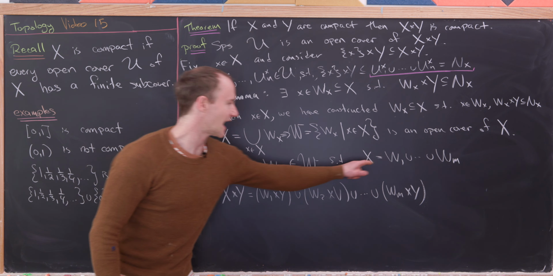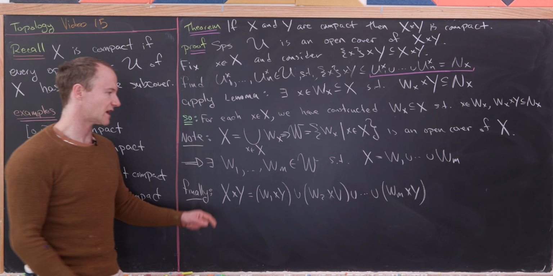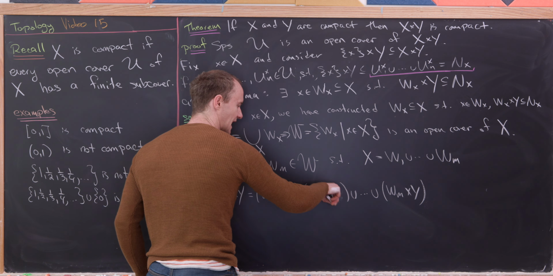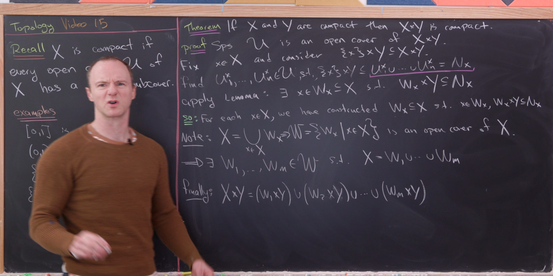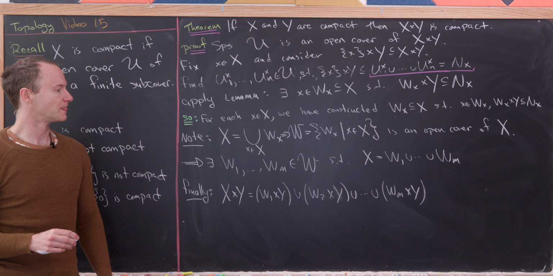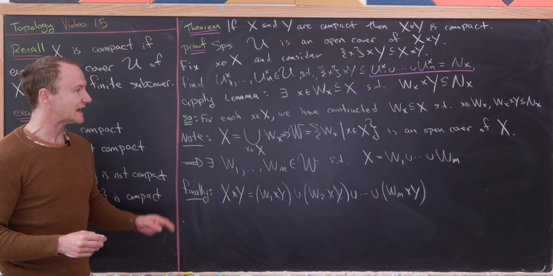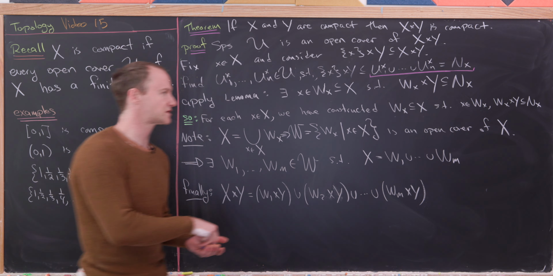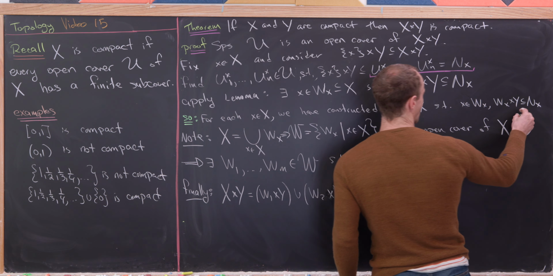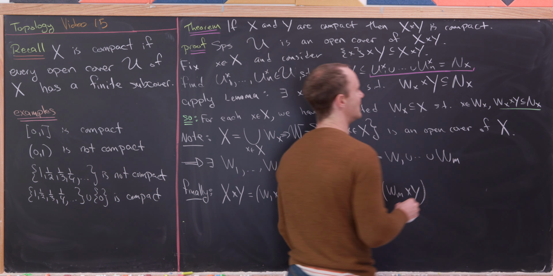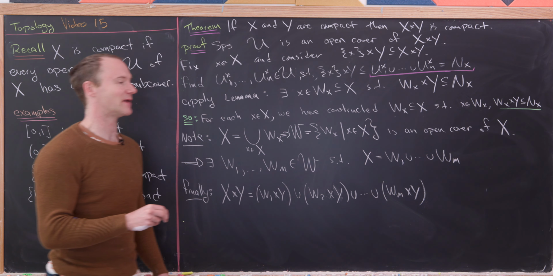So, that's because X is the union of all of those W's, and then we're just crossing everything there with Y. So I think we're good to go on that point of view. But now let's also notice that for each of these W's, the W cross Y is inside of this thing that we called N sub x.